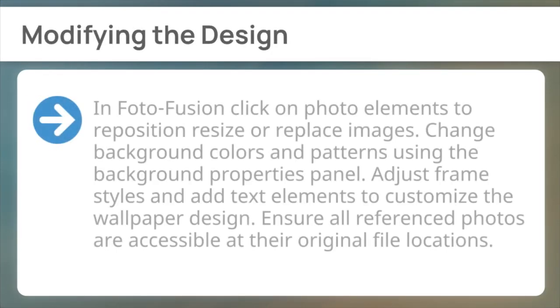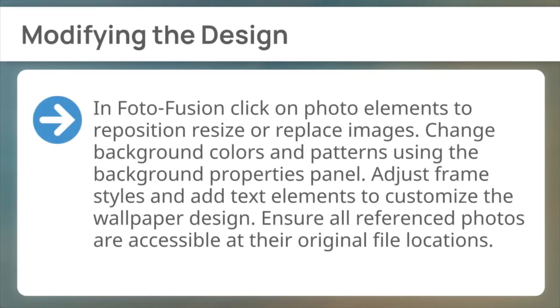Next, modifying the design. In Foto-Fusion, click on Photo Elements to reposition, resize, or replace images. Change background colors and patterns using the Background Properties panel. Adjust frame styles and add text elements to customize the wallpaper design. Ensure all referenced photos are accessible at their original file locations.